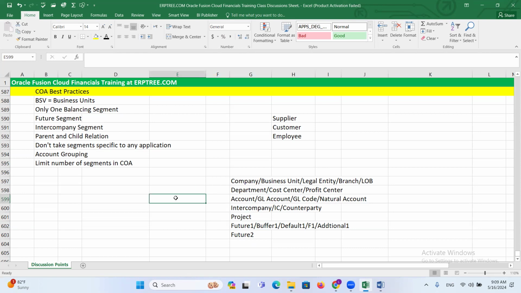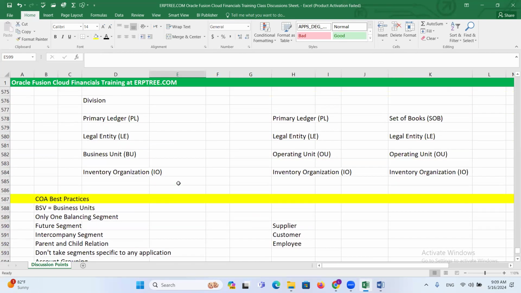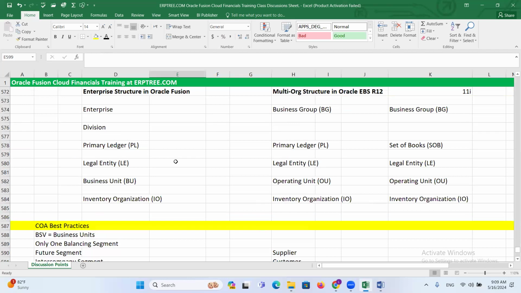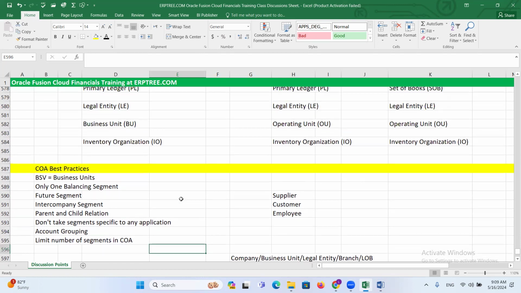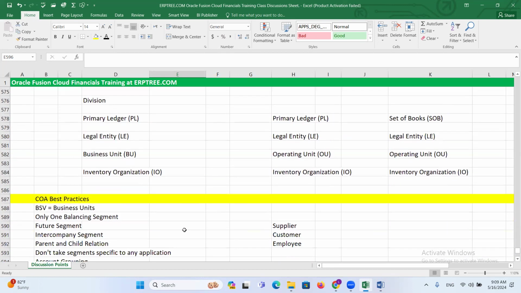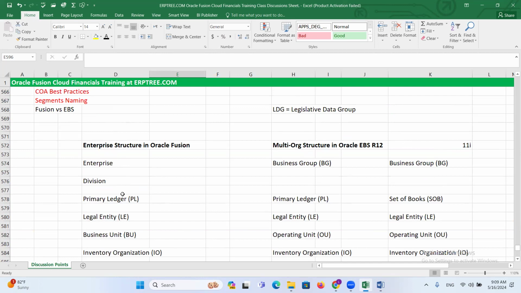No. Fine. So no questions. Then what we'll do is, we are done with this. In tomorrow's session, we'll start with the enterprise.